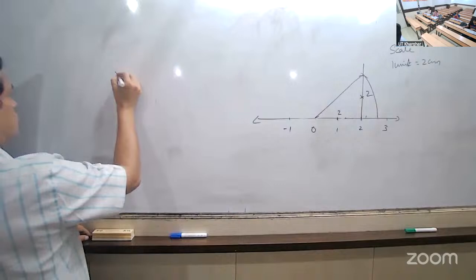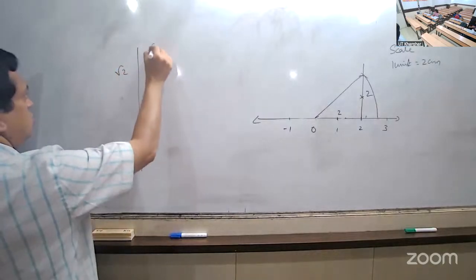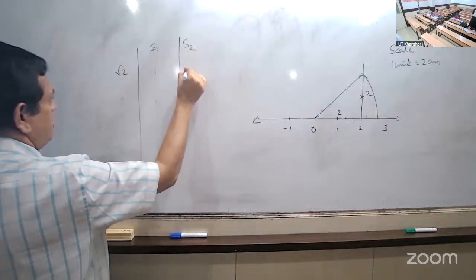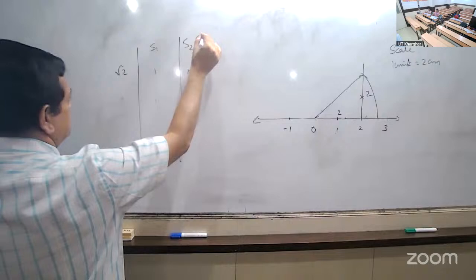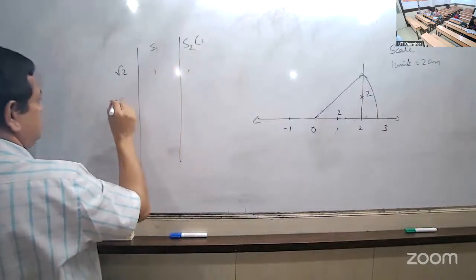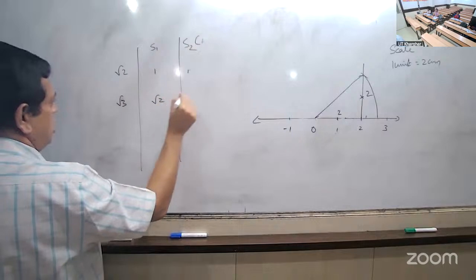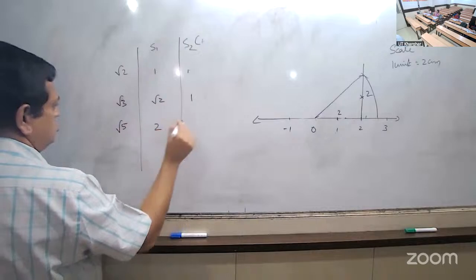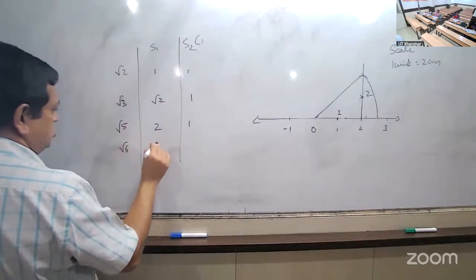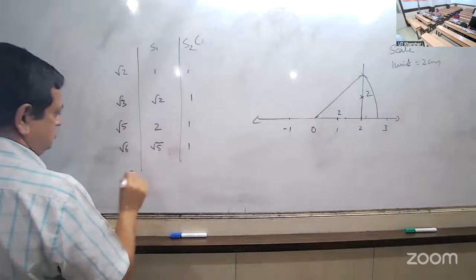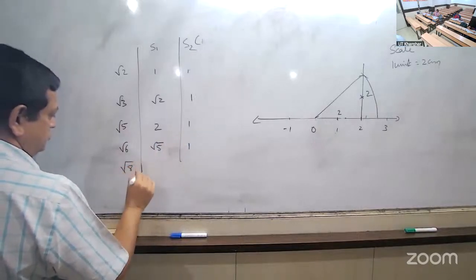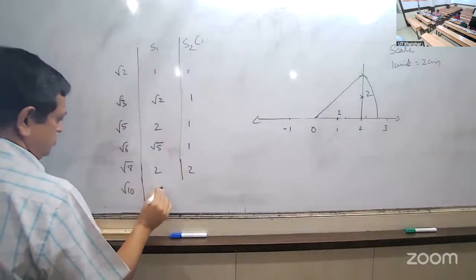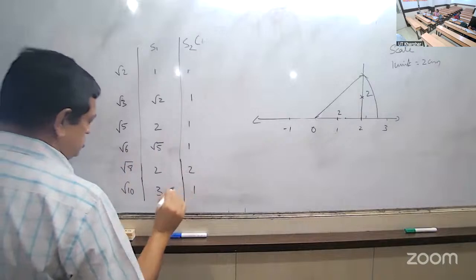Okay, the table is for root 2. Sides are side 1, side 2. This is 1 and 1. Okay, this is for brackets perpendicular. Here we will draw the perpendicular. Root 3: root 2 and 1. Root 4 is not there. Root 5: 2 and 1. Root 6: root 5 and 1. Root 8: 2 and 2. Root 10: 3 and 1. This much you do.